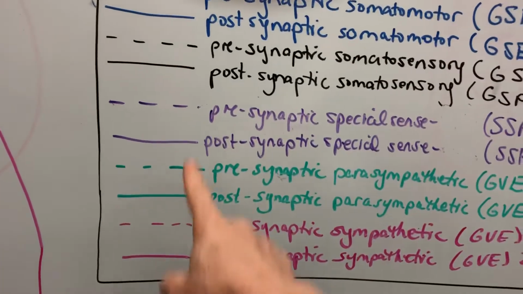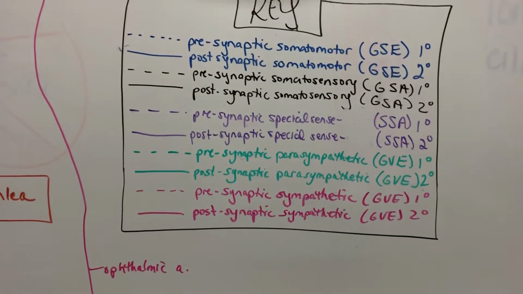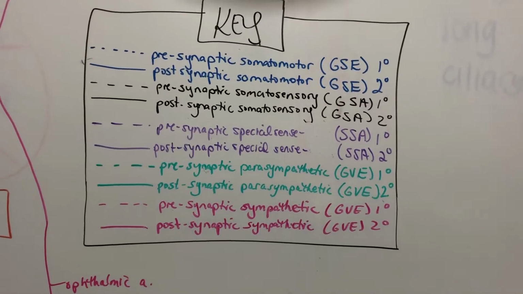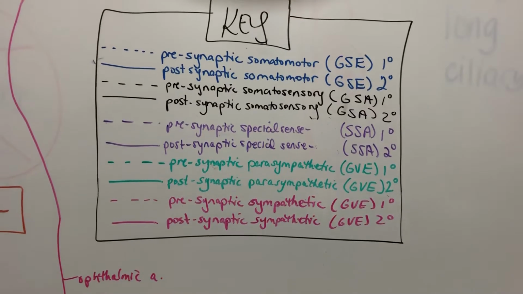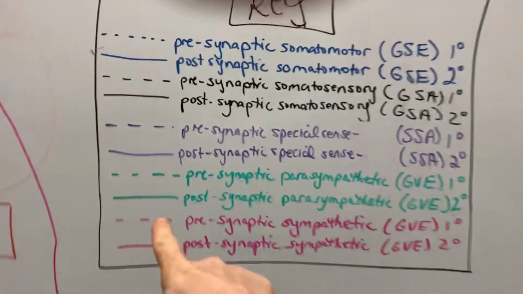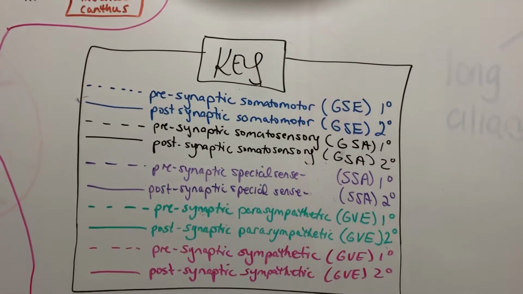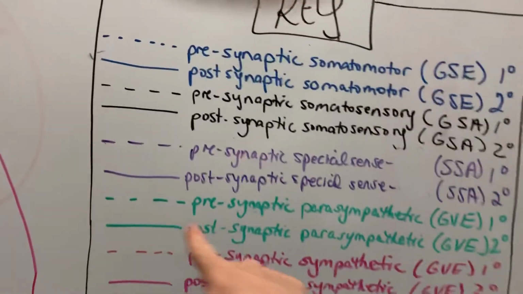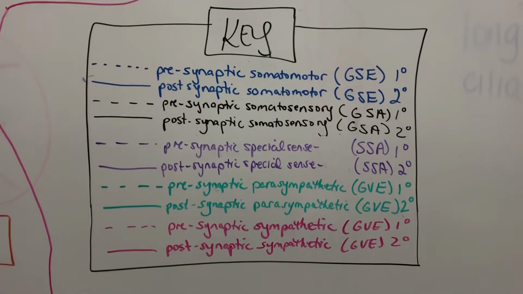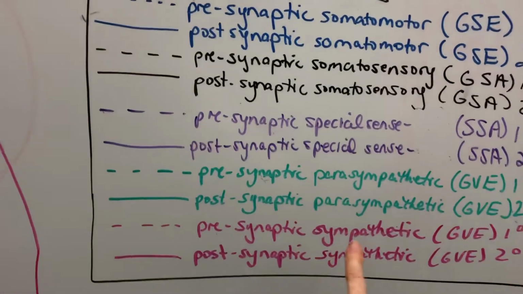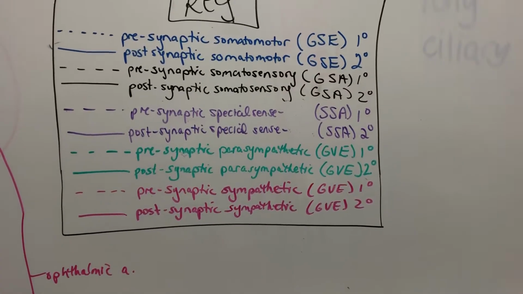Now the presynaptic and postsynaptic pathways here for parasympathetic and sympathetic are going to be preganglionic and postganglionic. So the synapse does occur at a ganglion. The nerve cell body is going to be located both in a nucleus for pre and then in a ganglion for post. So we see a dotted line for green. Presynaptic parasympathetic is going to be for general visceral efferent. This is first order. The solid line is postsynaptic parasympathetic for general visceral efferent, second order. And then this presynaptic sympathetic and postsynaptic dotted and solid respectively for general visceral efferent, first and second order.